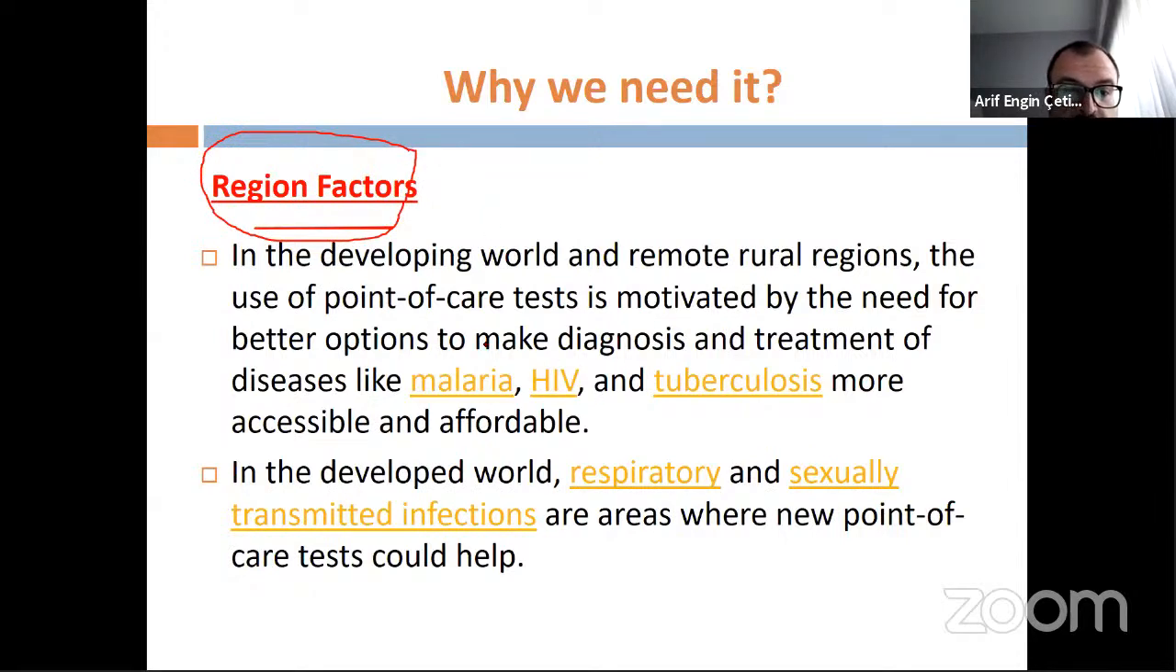For example, when you think about malaria, HIV, tuberculosis cases in the developing or underdeveloped world, you can perform these important tests to stop these viruses or bacteria from turning out to be a pandemic. In the developed world, you don't need a POC test for these, but the test costs are high. So then you can decrease the test cost by using POCT tests.